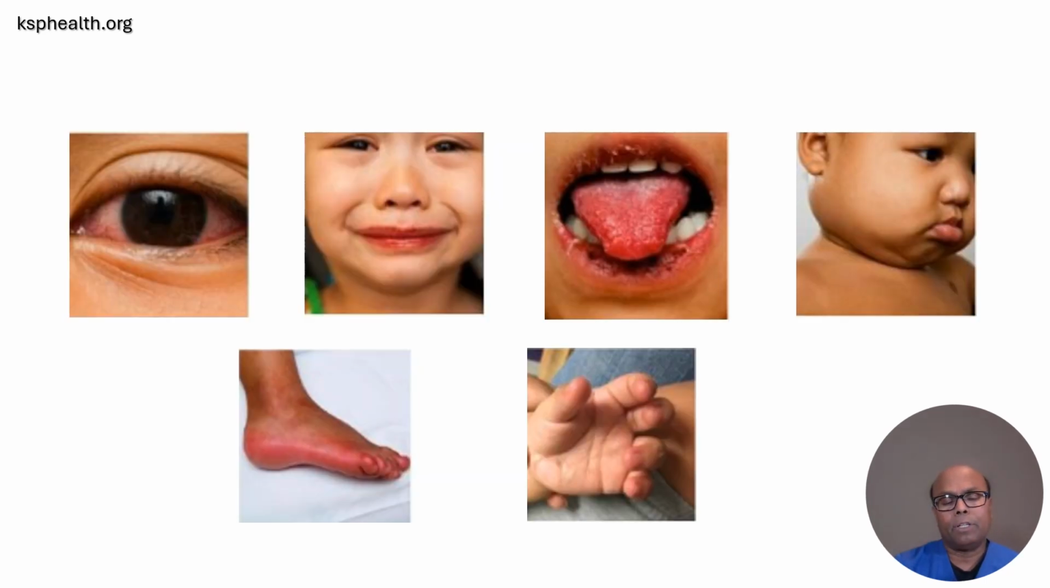This is what the bulbar conjunctiva looks like. You can see cracked lips, strawberry tongue, unilateral cervical lymphadenopathy, plantar erythema, and desquamation of fingertips.